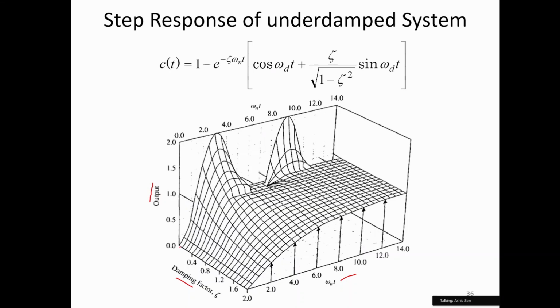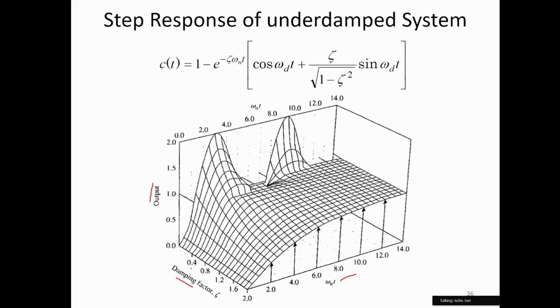When the damping is very small, when the damping is 0, the output is basically oscillating about 1. It may never reach the stable steady state value. Okay. And as you provide more and more damping, you can see that the peak overshoot is reducing, and slowly the next overshoot is reducing.